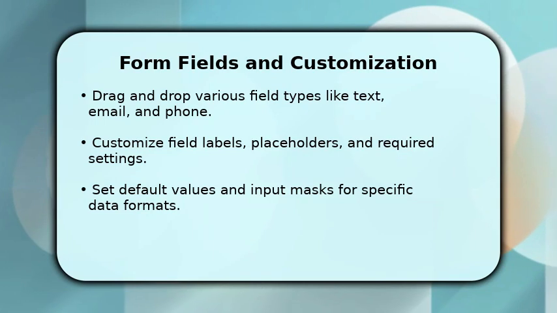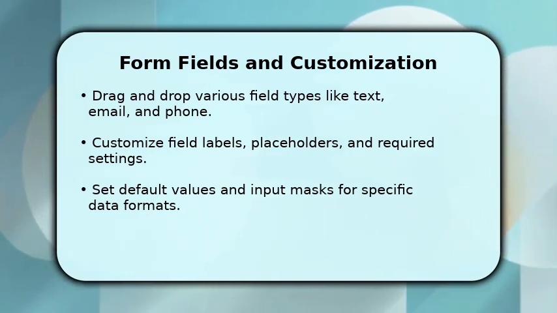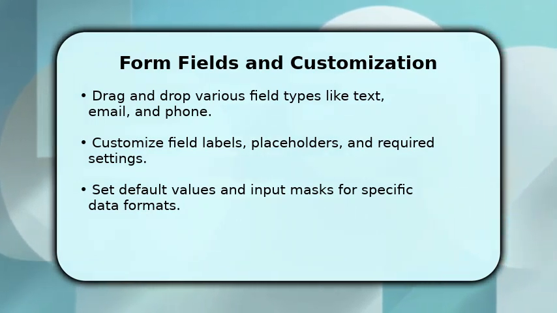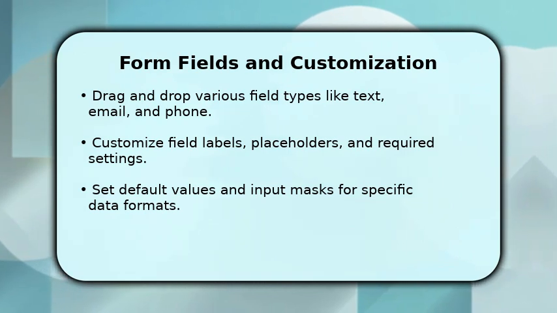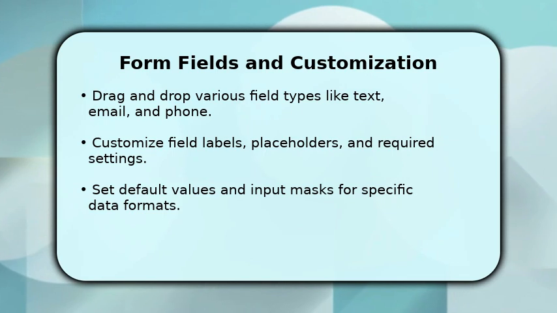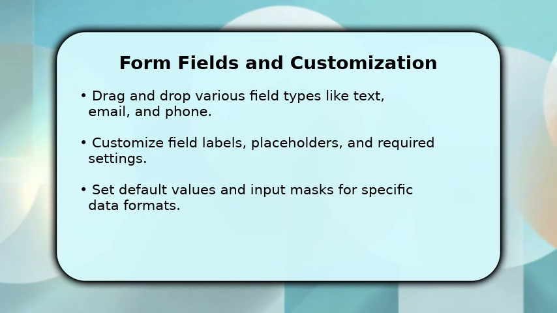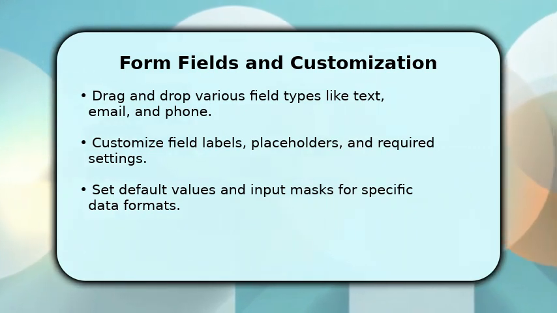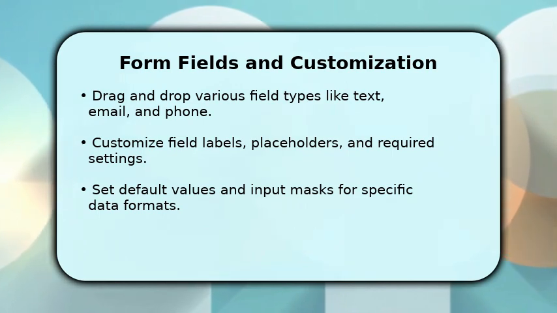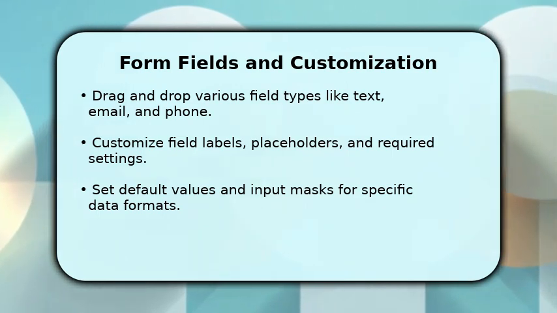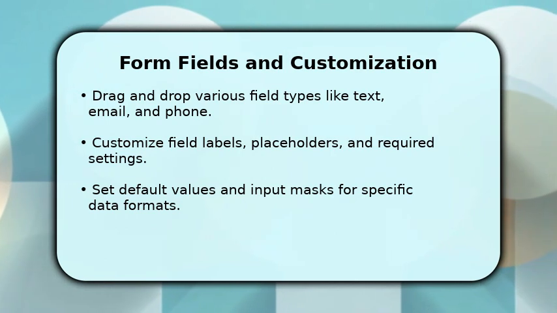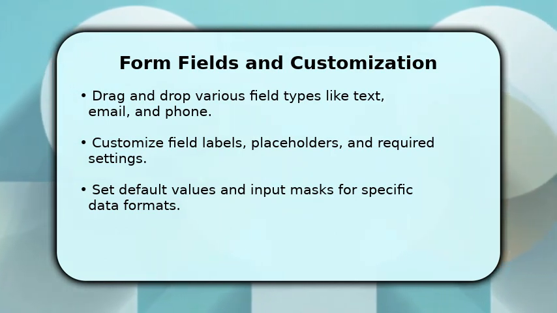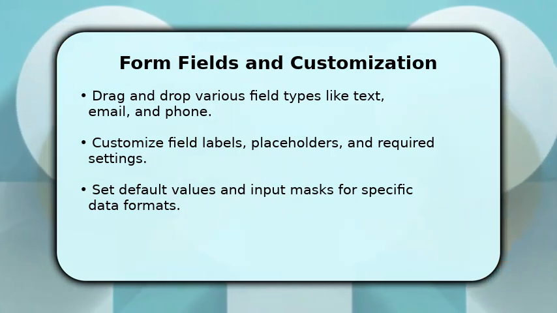Next, let's dive into adding and customizing your form fields. Elementor offers over 10 different field types, from simple text inputs to more complex options like file uploads and reCAPTCHA. You can easily drag and drop these into your form. Each field has unique settings, allowing you to define labels, placeholders, and whether a field is required. This ensures you collect precisely the information you need from your visitors.